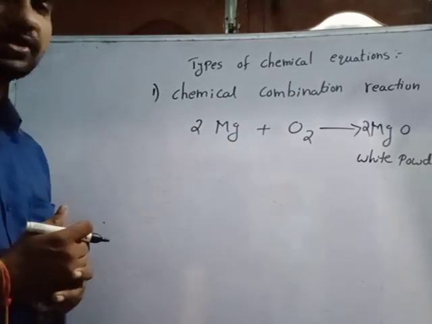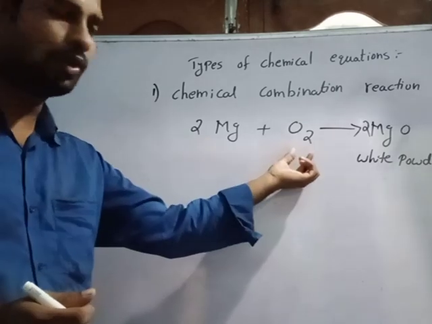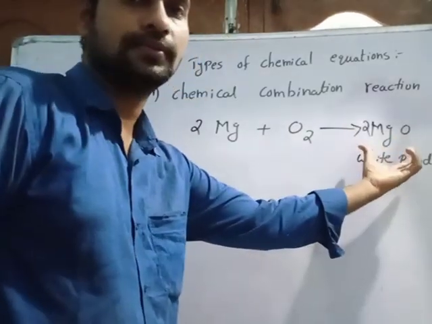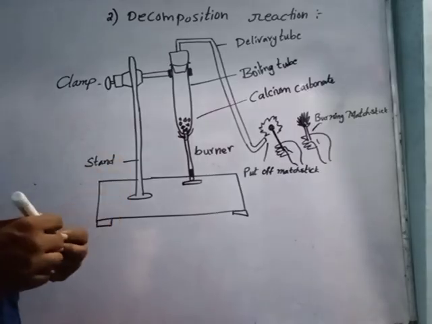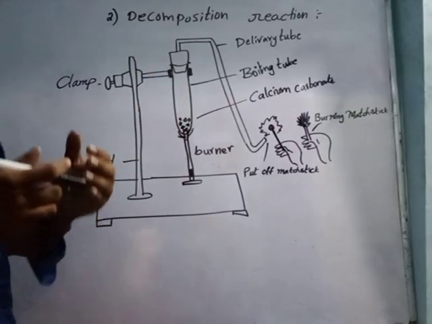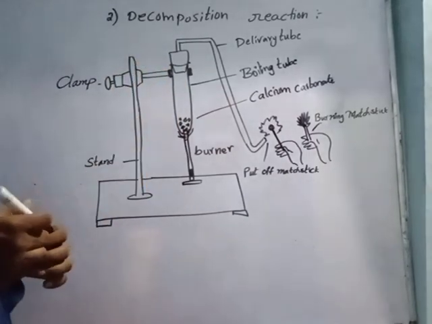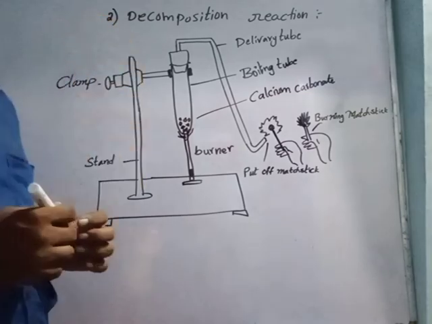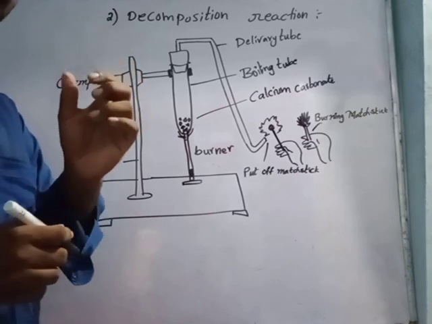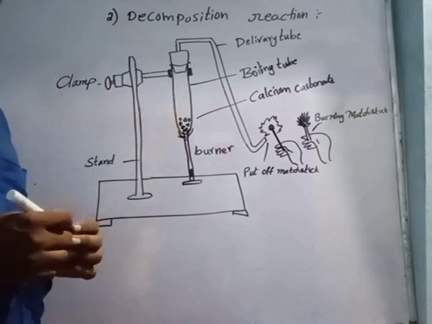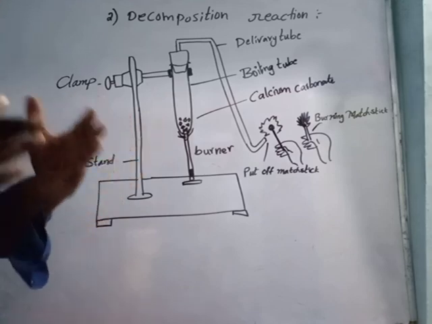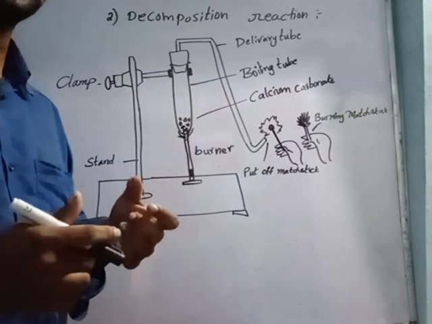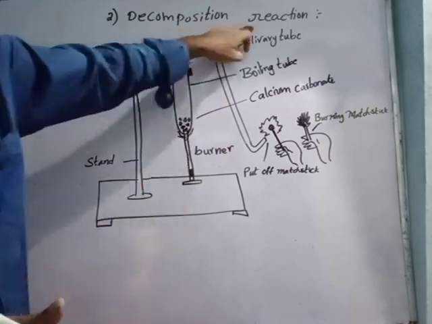So what is chemical combination? Two or more substances combine to give a single compound. Okay, students, now second reaction, decomposition reaction. So what is the decomposition reaction? What is the definition? Simply, a single compound divided into two or more substances. The chemical reaction in which a single compound divided into two or more compounds is called simply decomposition reaction.